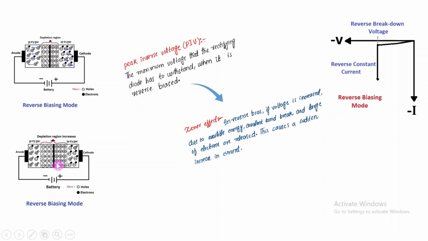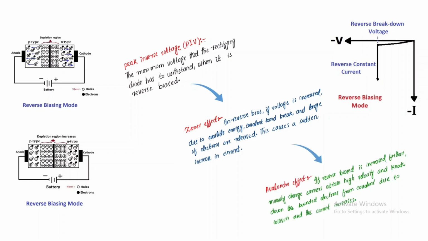If we still increase the magnitude of the voltage, the kinetic energy of that knocked electron will be more, and it will collide with the electrons of the neighbor atoms, due to which there will be more electrons. Due to which the current will be more again. That effect is called the avalanche effect. This also occurs in reverse bias.